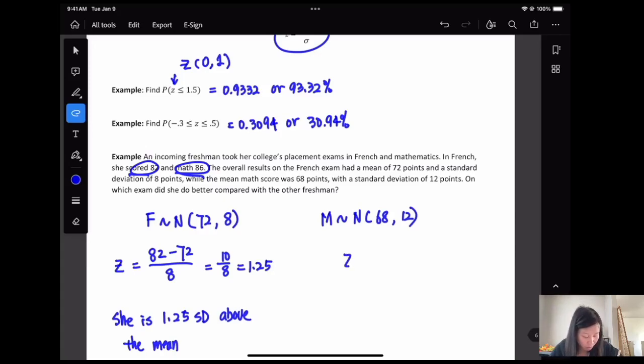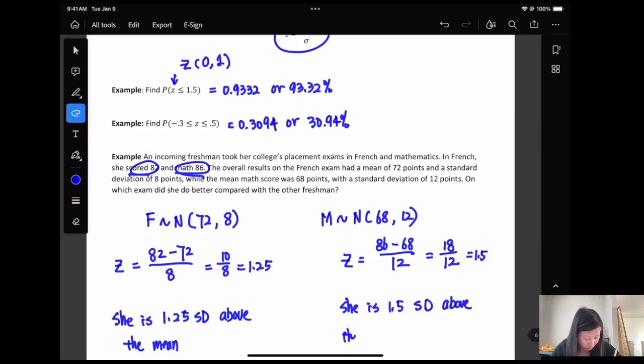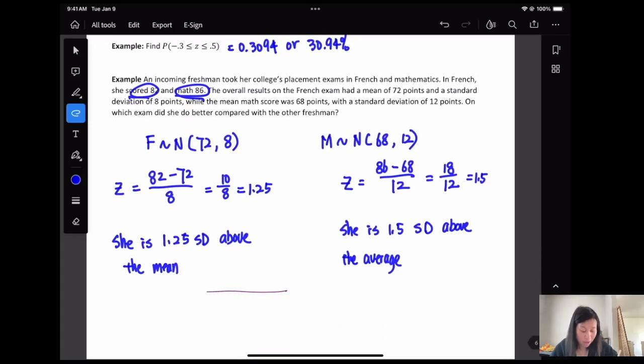And for the math, the z-score is equal to her score 86 subtract 68, divided by 12. And here it is equal to 18 divided by 12, which is 1.5. So she is 1.5 standard deviations above the average, or the center, of the other freshmen. That means her math is better than her French.